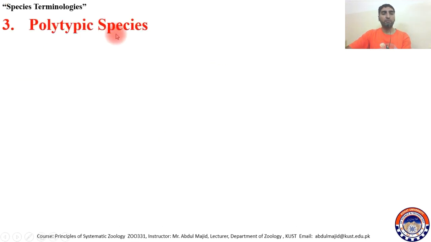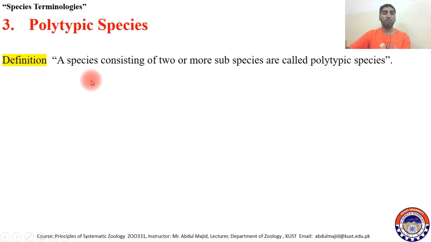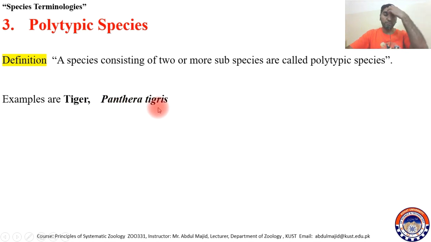Then polytypic species. As the name indicates, poly means many and typic means types. So all those species which have subspecies, meaning two or more subspecies, are called polytypic species. Let's take an example: the tiger. The scientific name of the tiger is Panthera tigris. Panthera is a genus, and tigris is a species in this genus. But there are many subspecies.